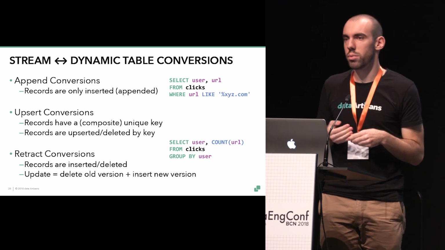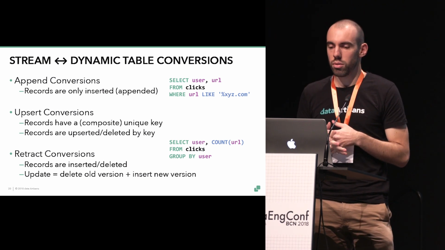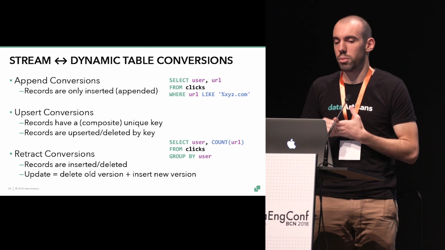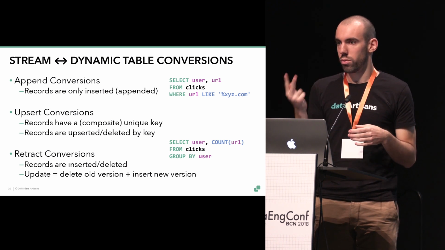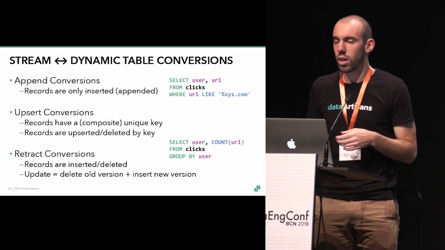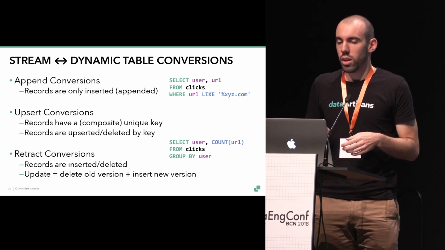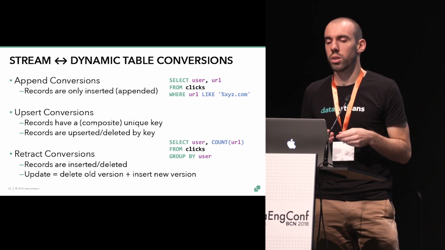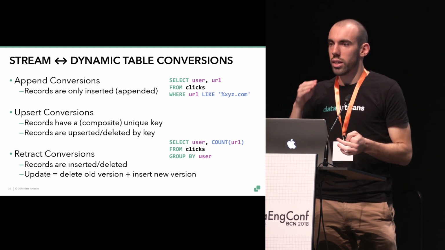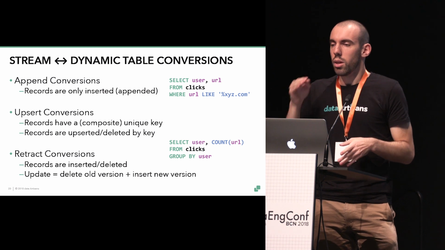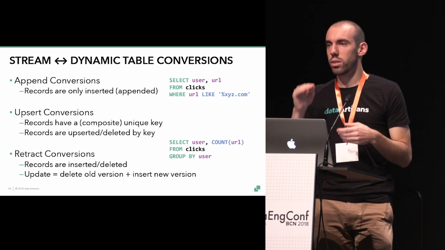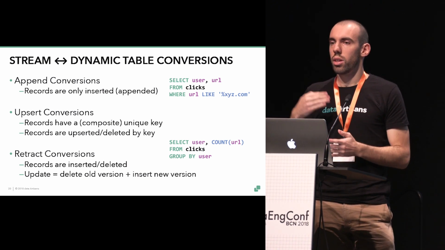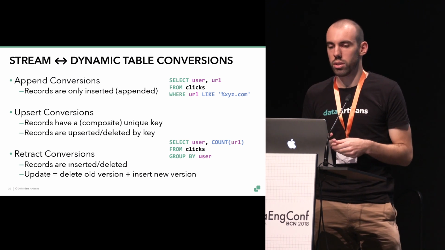But what happens if you have to update your results? Like in this example, you want to count, and this count changes when new records come in. So there are two types of conversion for changing the results. First of all, if there is a key defined, then that is nice, because then we can use this unique key. It can also be a composite key. We can use this key for delegating to some system: please update this key for me, or please delete this key for me. This could be, for example, if you want to store a dynamic table in Elasticsearch, then you would send upsert and delete requests to Elasticsearch.